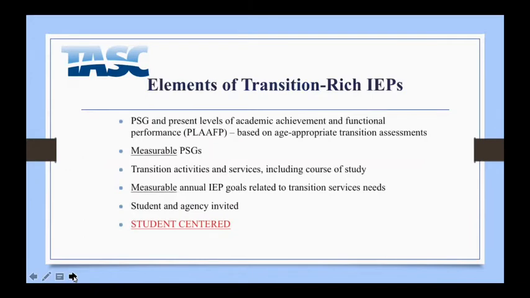Because the elements of a transition-rich IEP include post-secondary goals and present levels of academic achievement and functional performance that are based on age-appropriate transition assessment, measurable post-secondary goals, transition activities and services that include the course of study, and measurable annual IEP goals that relate to those transition service needs. The people that need to be invited are invited, and it's student-centered.